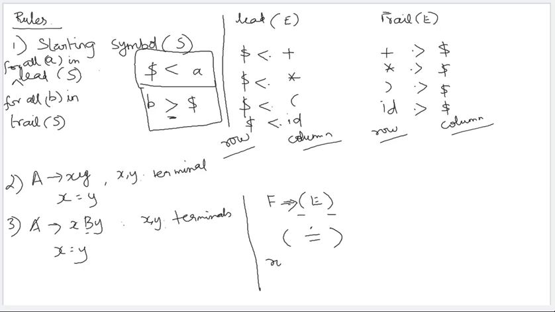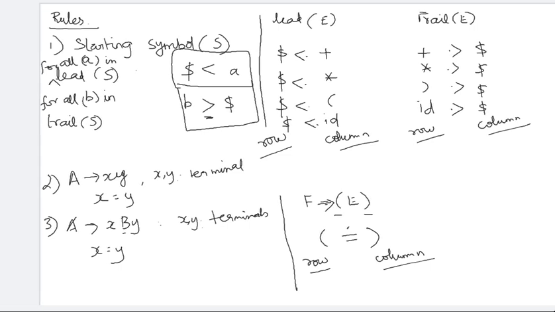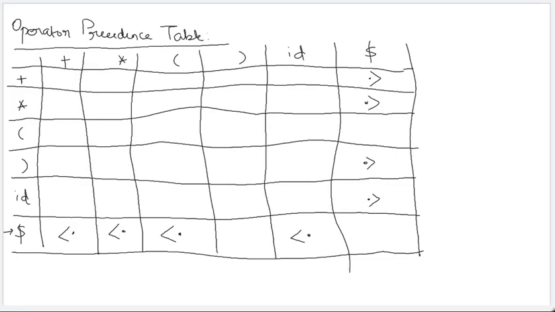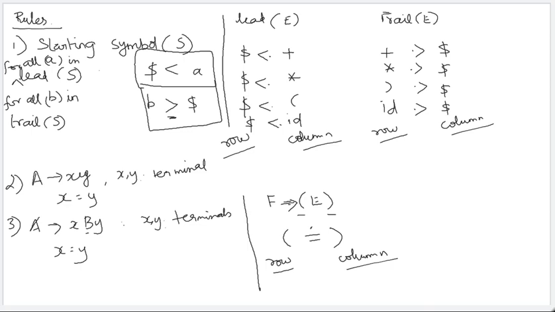Okay, so this you have to check in row. For the left hand side you check the row value, and the right hand side represents your column value. So open bracket has equal precedence with closing bracket, but not the other way. Okay, you should not check in that way. So let us move on to the fourth rule.